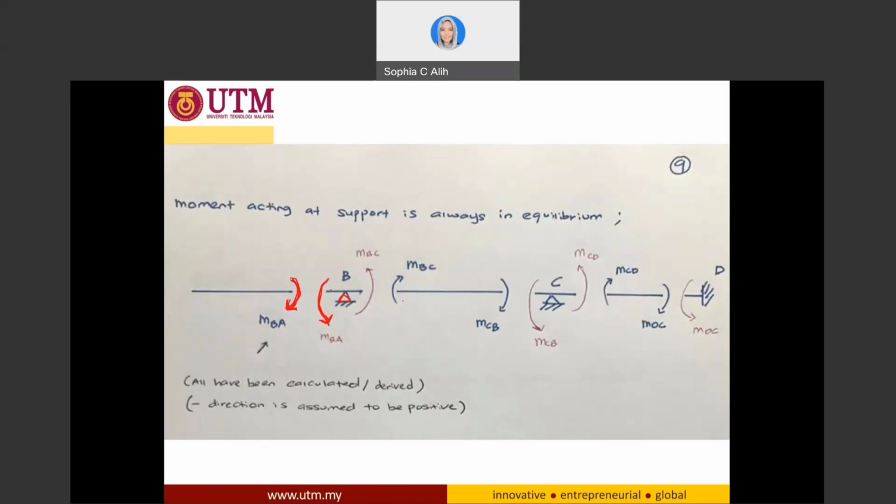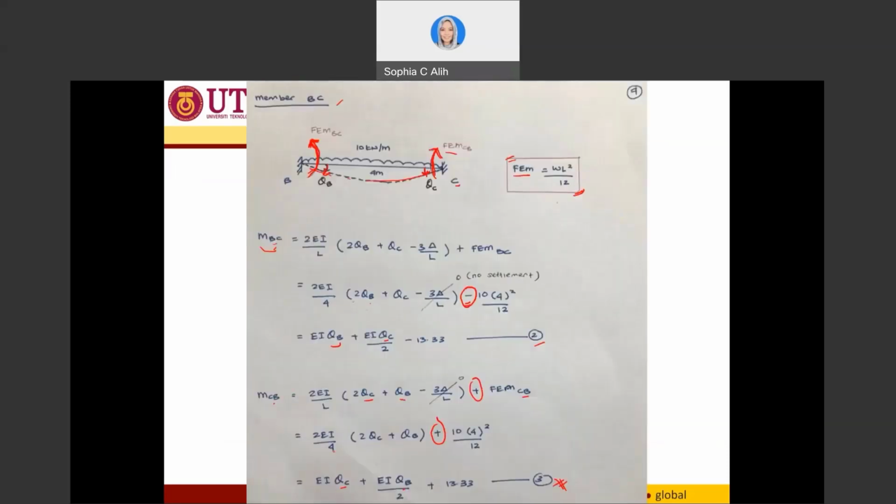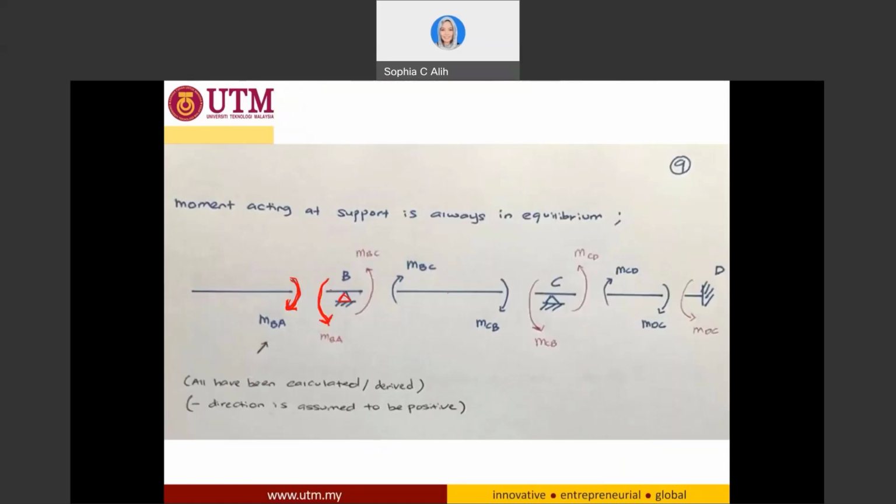Okay, so similarly we have already come up with the equation of end moment for member BC and end moment of member CD, but we don't know the final value and we assume it to be positive, right? So for member BC, MBC, MCB, we assume it to be positive, and this is the equation, so it is here. This is the value of MCB, positive direction, clockwise, and this is another clockwise direction of MCB, the one that we have already calculated before.